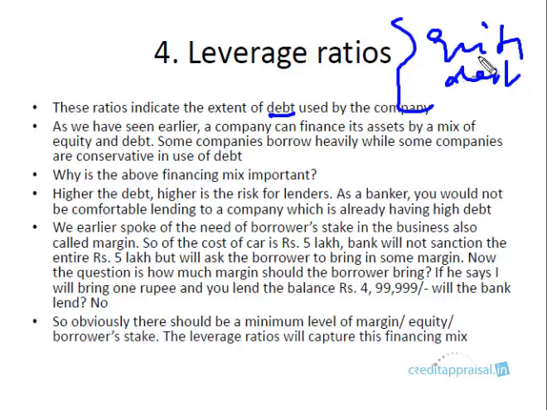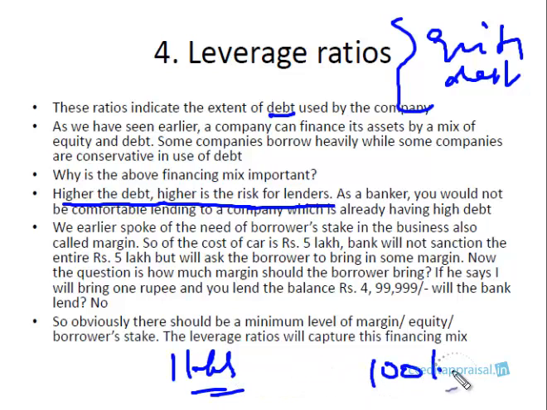Why is this financing mix, this pattern, important? If you look at it, the higher the debt, the higher the risk for the lenders, right? Let's say for example a company has invested just 1 lakh of its own capital. The promoters have pumped in only 1 lakh, whereas they're borrowing 100 lakhs from the bank. This is a situation where as a banker you're not comfortable.